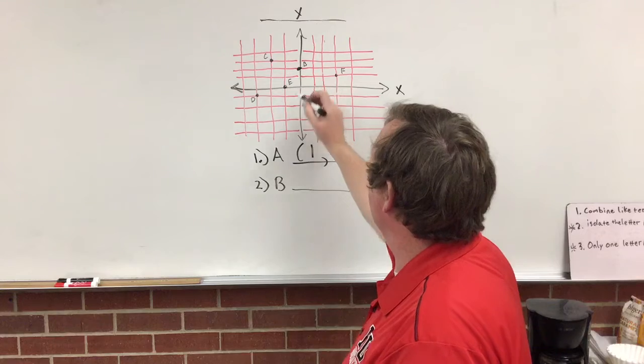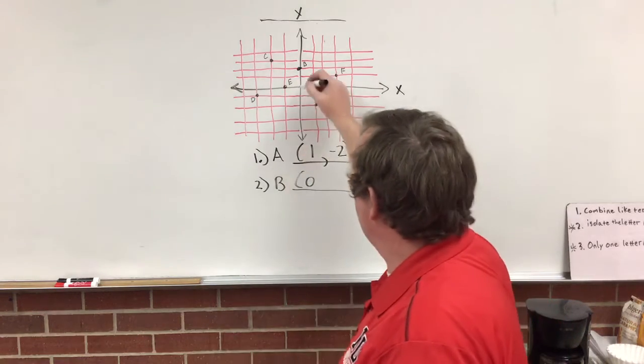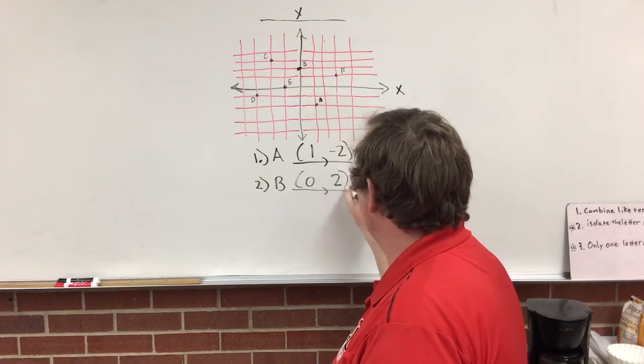Did I go left or right any? No. So in that situation, I start off with a 0. And then I moved up, which is positive. So I get (0, 2).